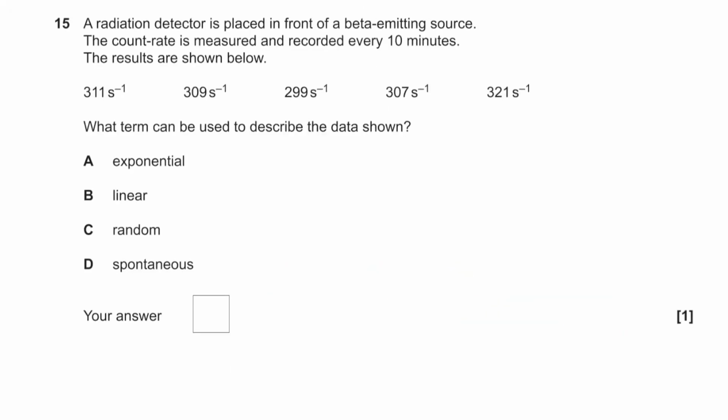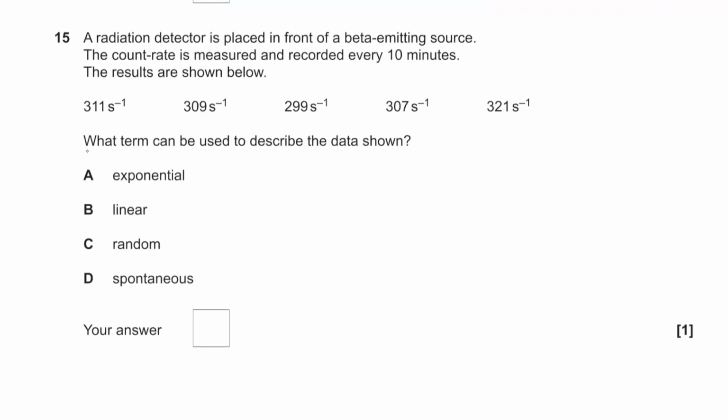Finally, question 15: a radiation detector, and the count rate is measured and recorded every 10 minutes. What term can we use to describe the data shown? Is it exponential? No. Is it linear? No. Is it random? Yes, it most certainly is. So the answer is C. What a weird question to end up on.